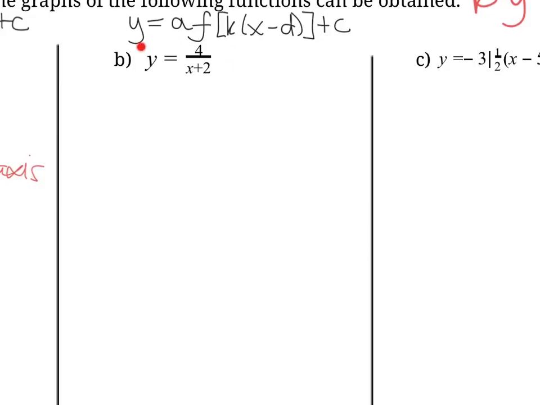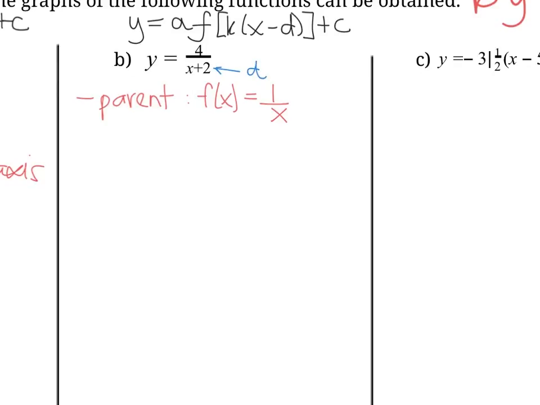Okay, let's take a look at this function here. It has a fraction in it where our x value is at the bottom, so these are hints to let us know that our parent function must be the reciprocal function, f of x equals 1/x. Now we've got to decode what each of these letters are. Maybe you're not sure what that 4 is, but the 2 is inside the function right beside the x, so that must be our d value.